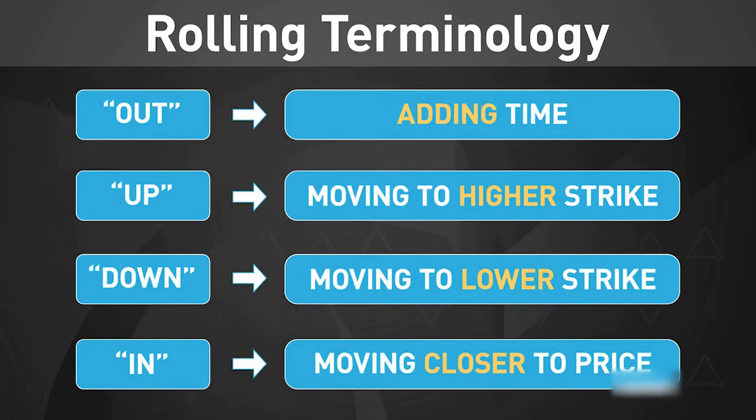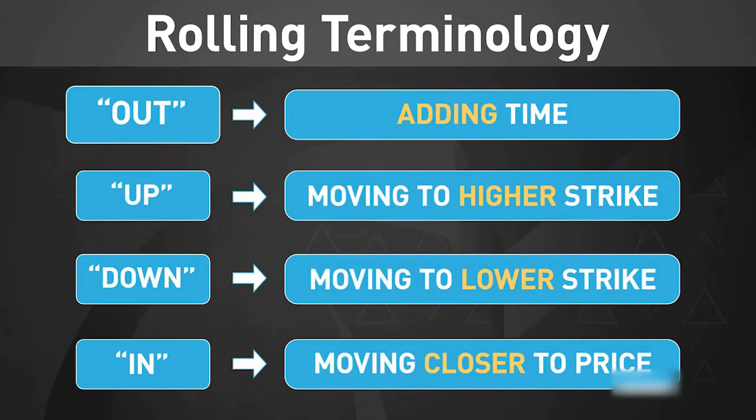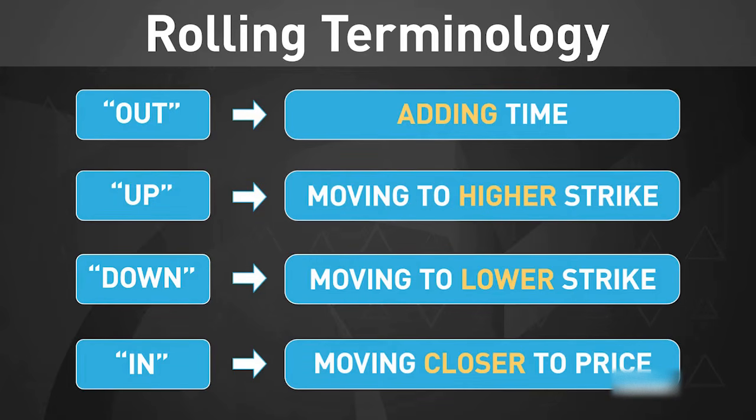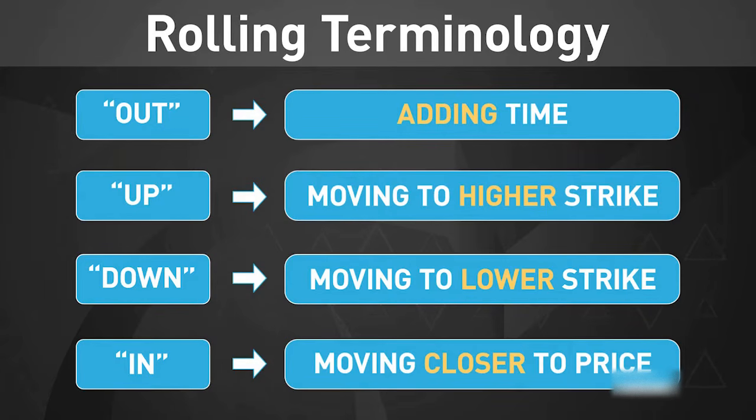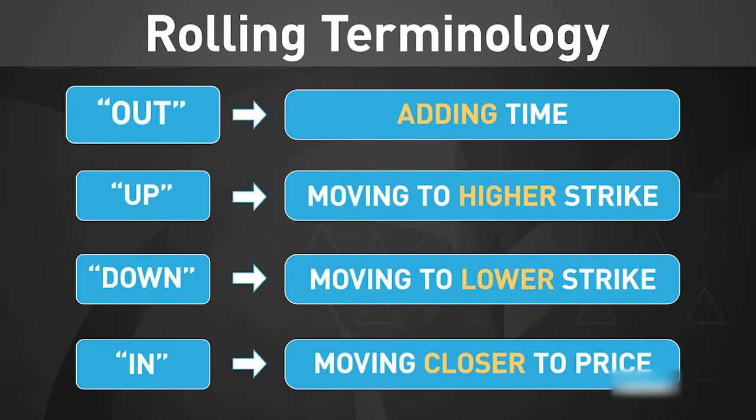So starting with rolling out, this is maybe the most common type of roll, and it simply refers to moving the position from the current cycle to some later cycle. So adding time to the trade. Now that added time, it could be a couple of days, a couple of weeks, a couple of months, whatever. But rolling out is always adding time. Sometimes rolling out is also referred to as rolling forward.